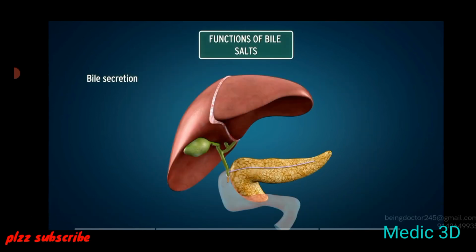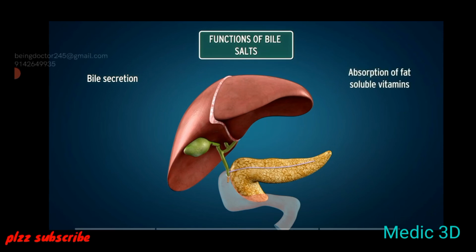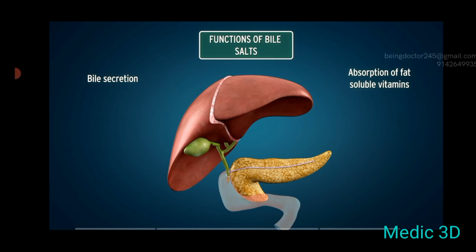Bile secretion. Bile salts are important choleretics. They are a constituent of bile and also they stimulate bile secretion. Absorption of fat-soluble vitamins. Bile salts facilitate the absorption of fat-soluble vitamins, vitamins A, D, E and K. Hence, in obstructive jaundice, features of deficiencies of fat-soluble vitamins develop.